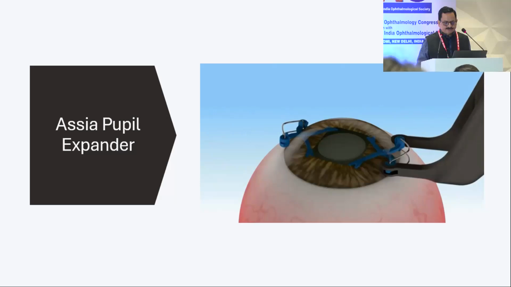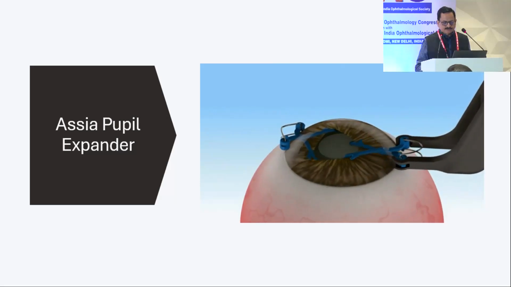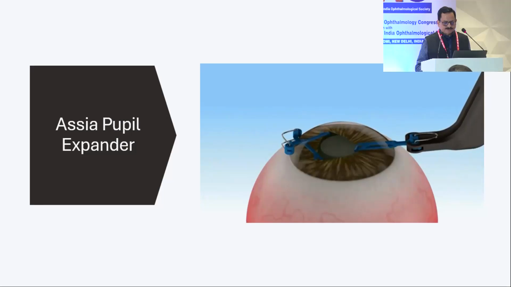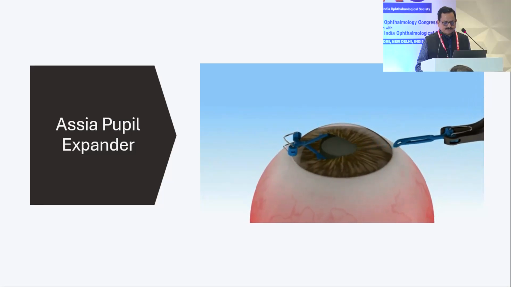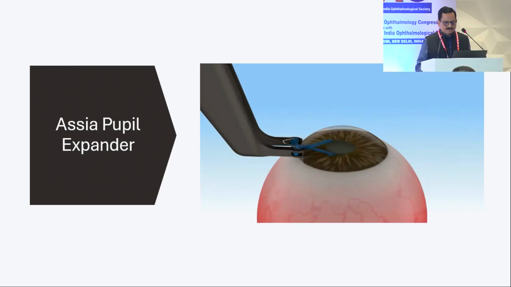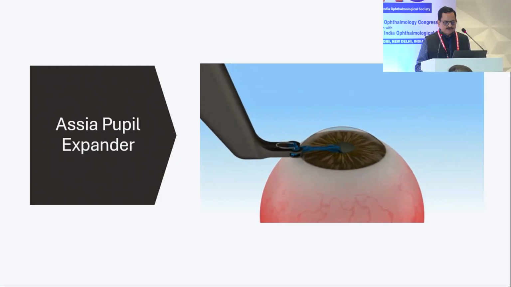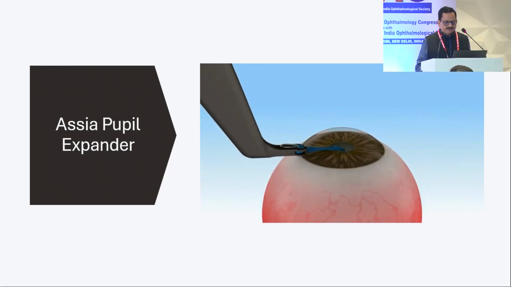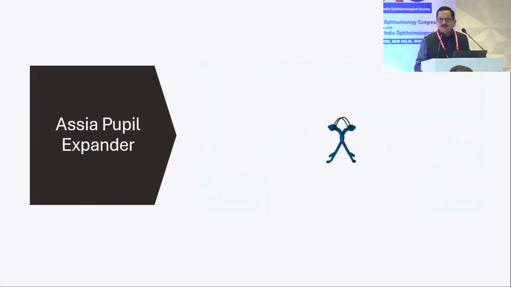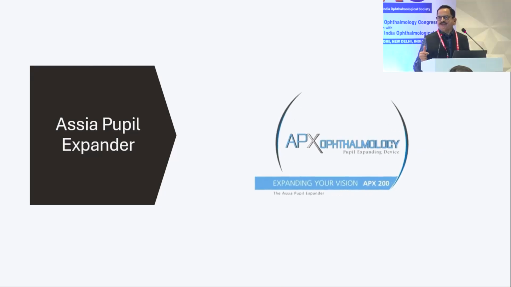Removal of the APX is done using the same designated forceps in a reverse fashion. The device is simply closed and removed in a matter of a few seconds. Again, please note that no intraocular manipulations are required also for the removal of the APX. So these are very tiny, and the beauty is you don't require any intraocular manipulation. You don't have to put a second instrument inside the chamber.